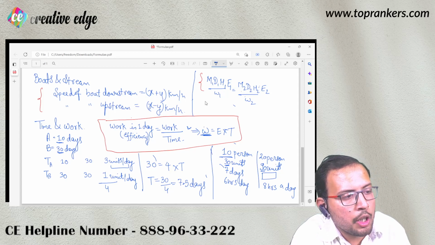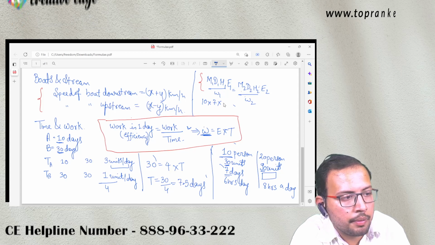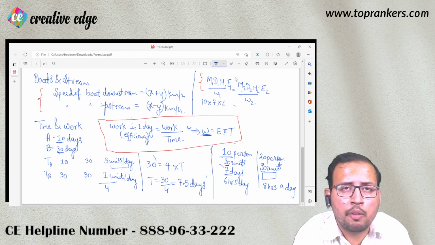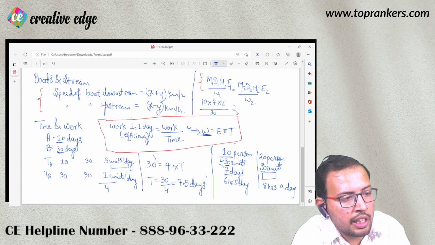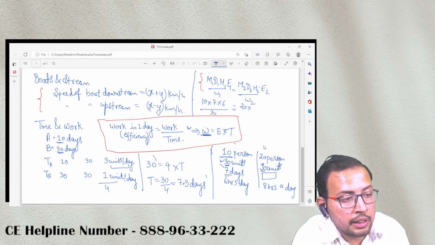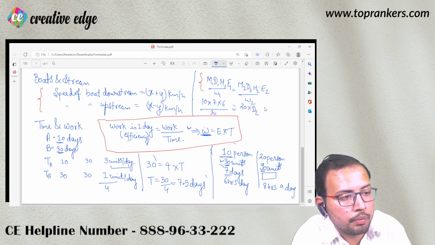So the value of M1 has been given as 10, D1 has been given as 7 days, H1 is 6 hours a day. Efficiency is not given, so we do not need to consider that, upon W1, that is work. Work done is 30. It is equal to M2, which is 20. D2 is something we need to find out. H2, they are working 8 hours a day, upon the amount of work, which is 90.